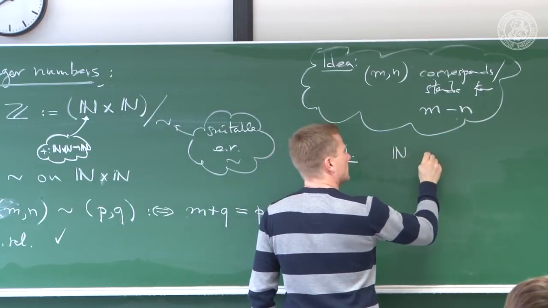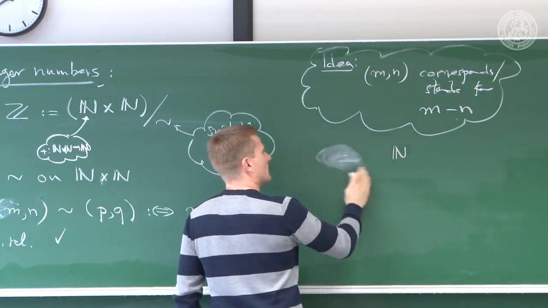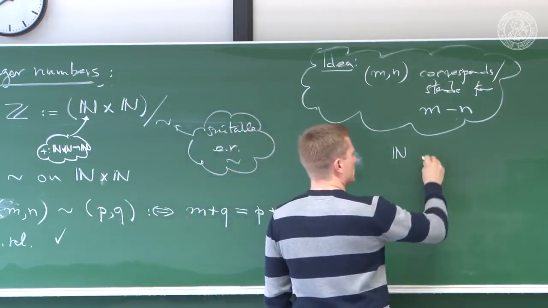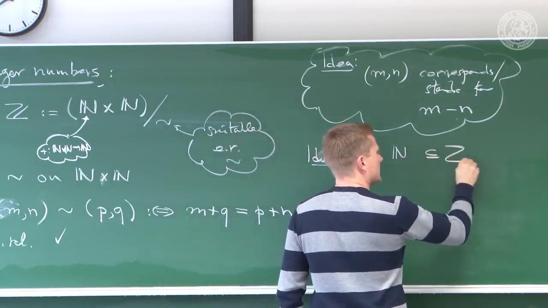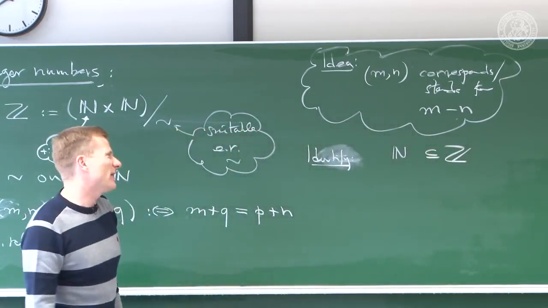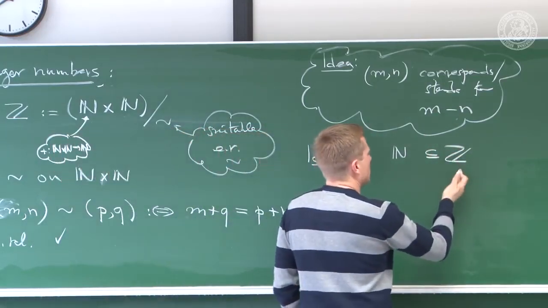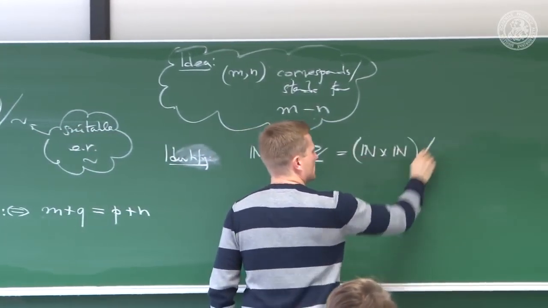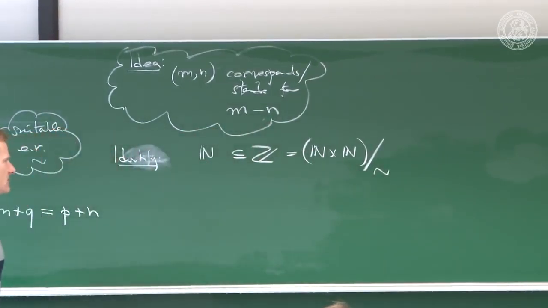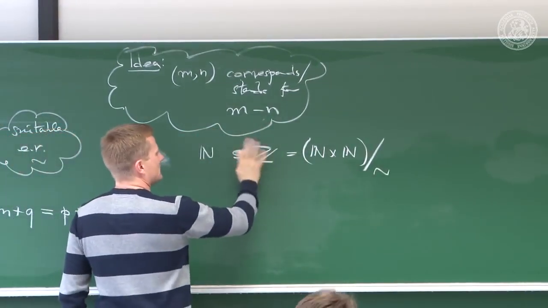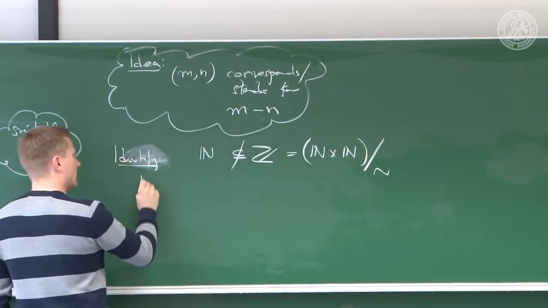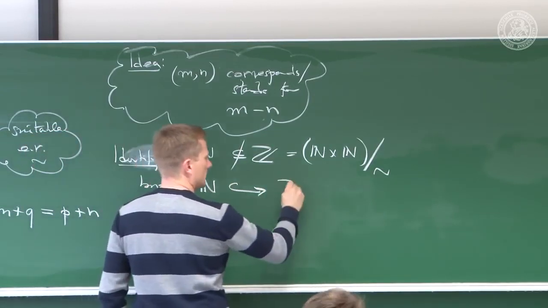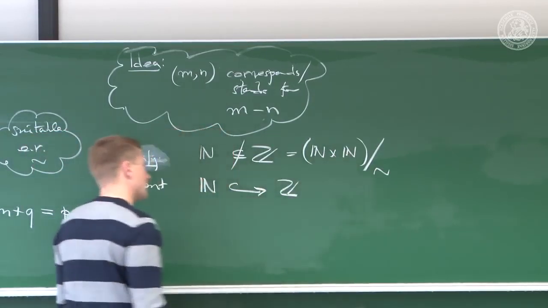But we might also wish to identify N. Normally, we would think this lies in this set. Well, it doesn't quite lie in this set. It cannot, because this is a set of pairs of natural numbers, with some equivalence relation there. So this doesn't make any sense. This can't be true.